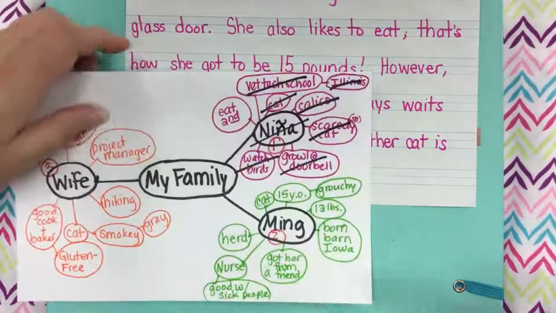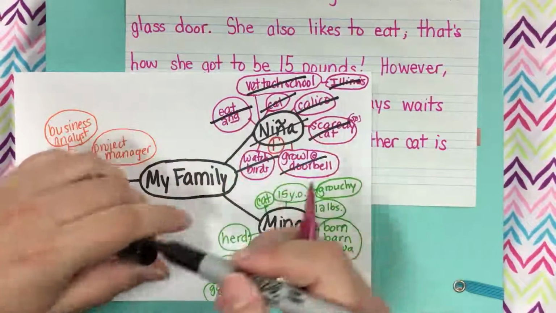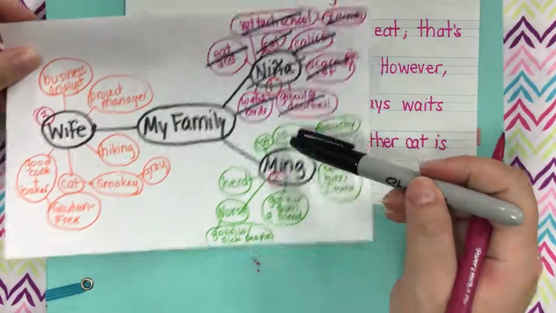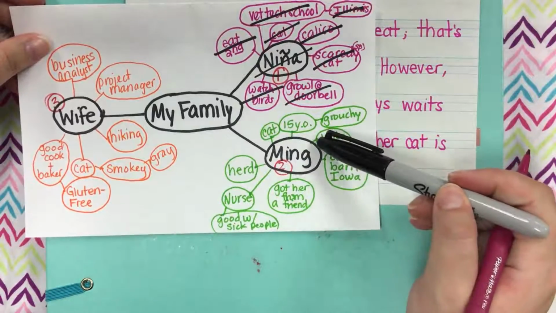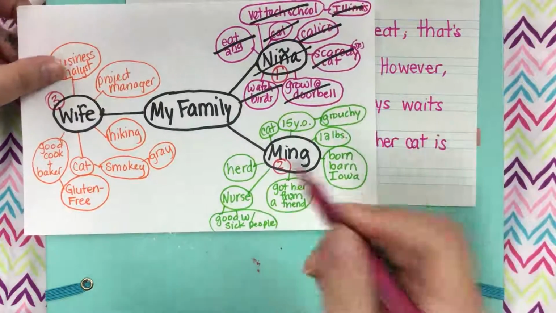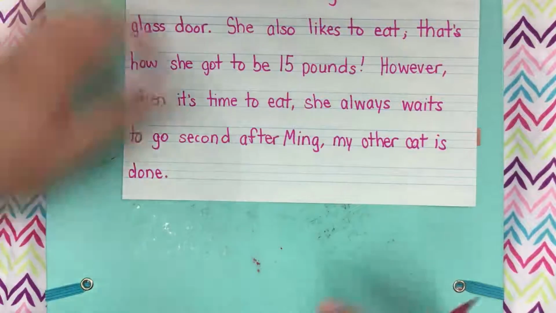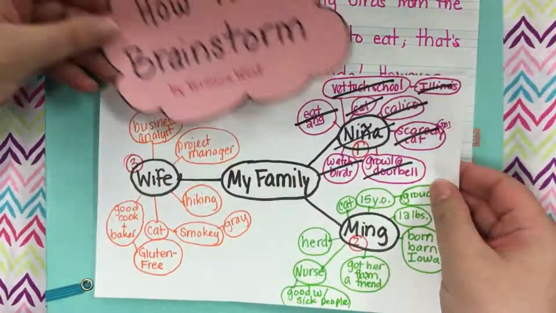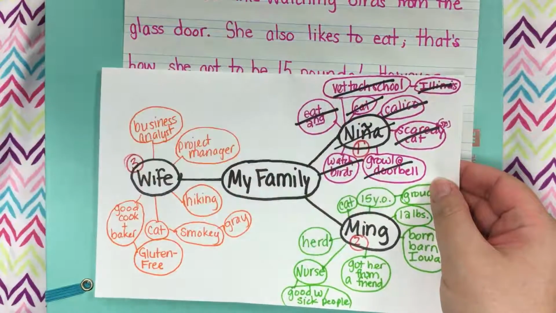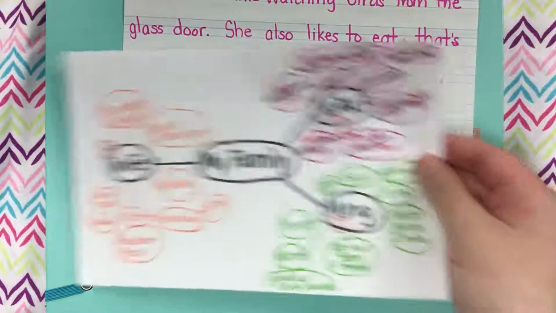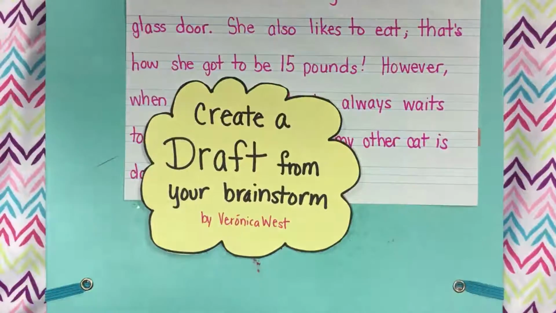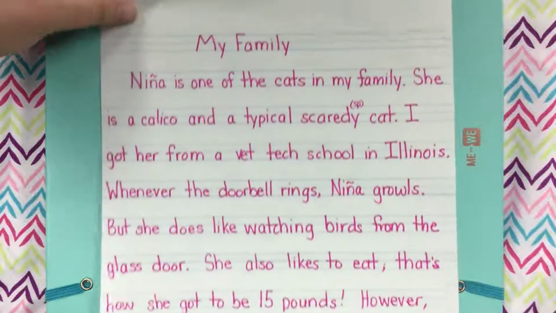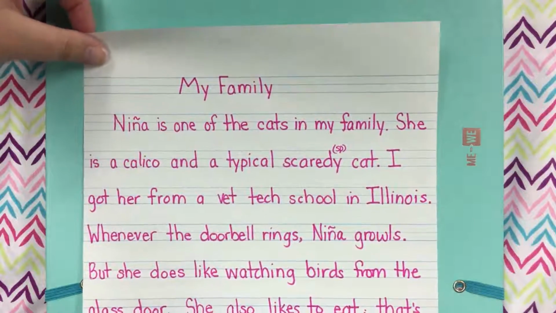Then I come back to my brainstorming bubbles, eat second. I now have everything here, and I'm ready to move on to Ming as my next paragraph, which then of course I would switch to green just to show, and then I would continue writing. But this is simply how to brainstorm, and then taking this brainstorm and then create a draft from your brainstorm. And then that gets turned into a paragraph that now says, my family.